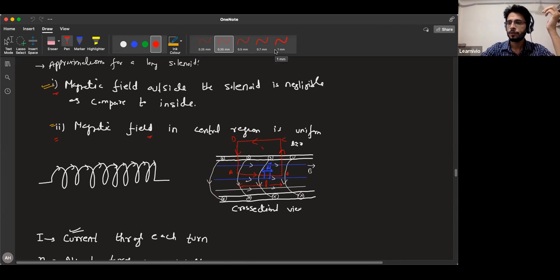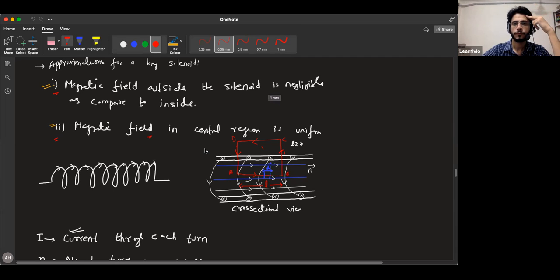In the last class, we finished some applications of Ampere's circuital law. We started the solenoid. What is a solenoid, Saifullah? It's a wire with multiple loops. Wire with multiple loops. And what are the approximations for a long solenoid, Saifullah?